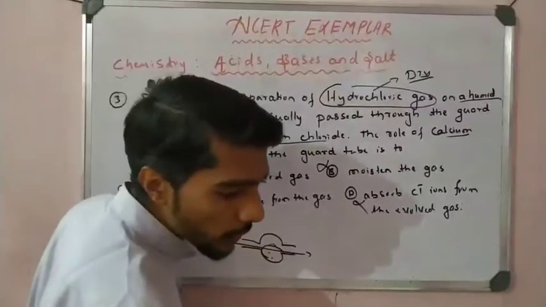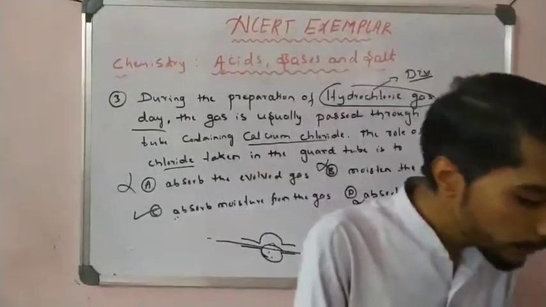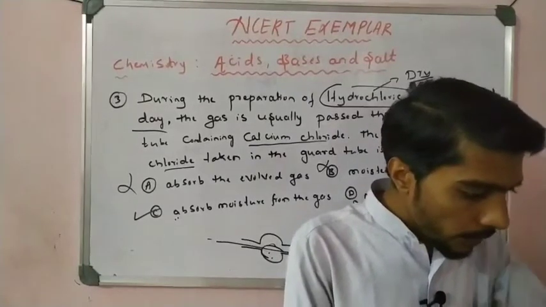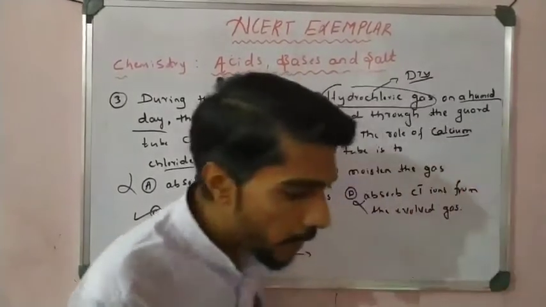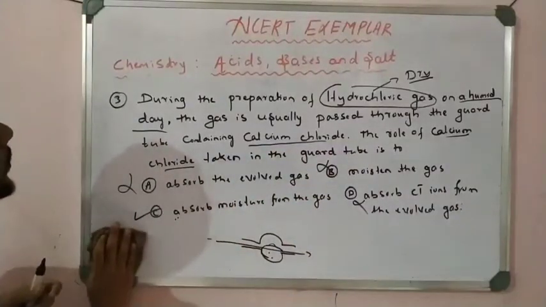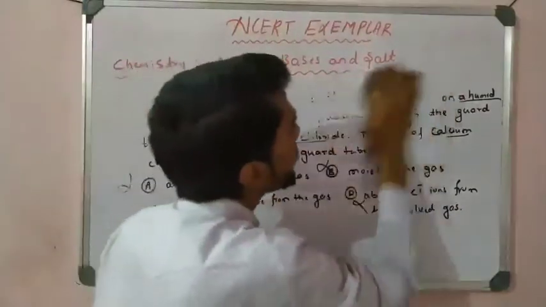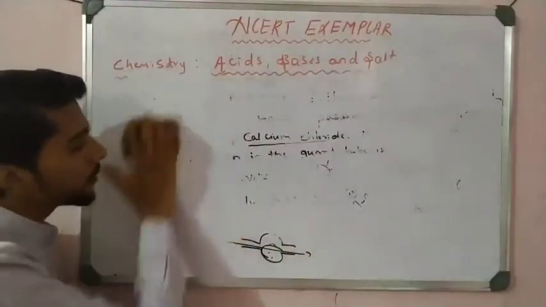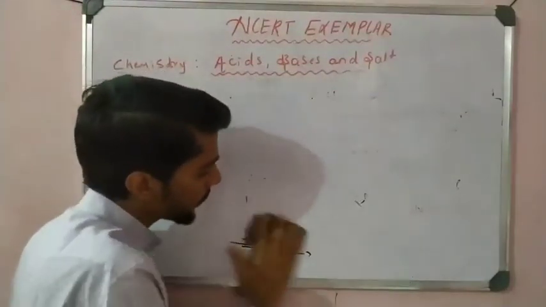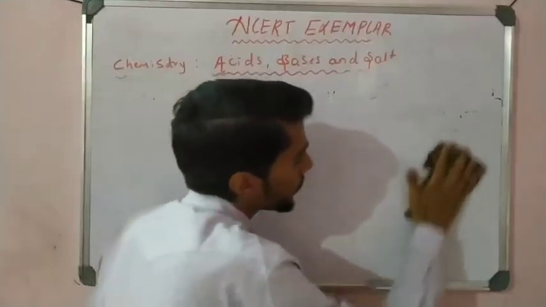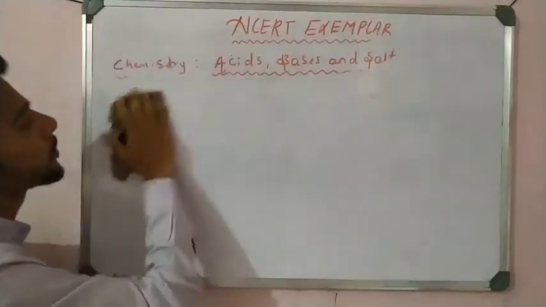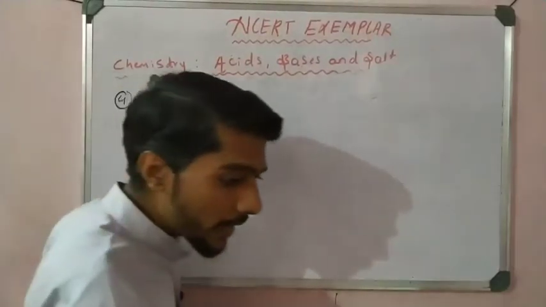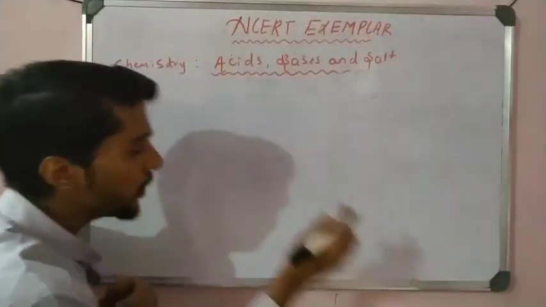Right, now come to the fourth question. Question number 4, a very common question. Question number 4, write it down. It is again a very simple, direct and common question. Let us see, a direct question.